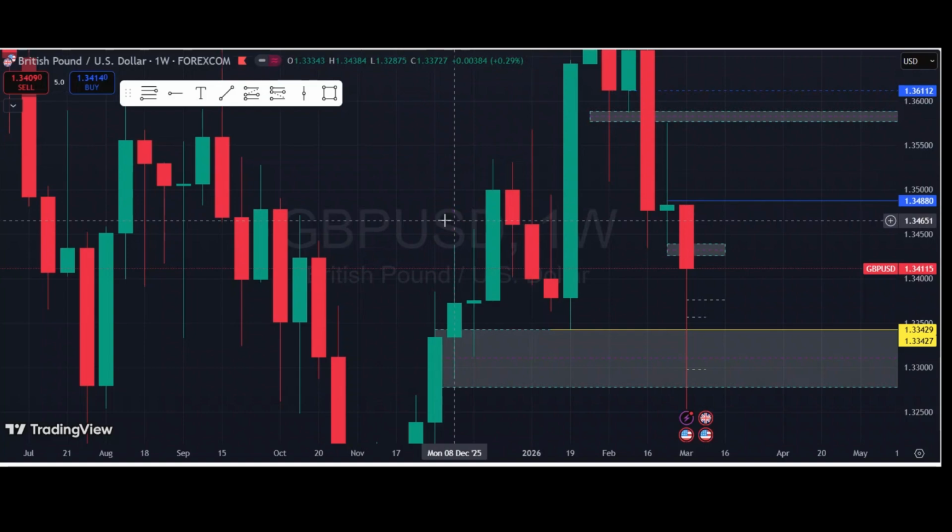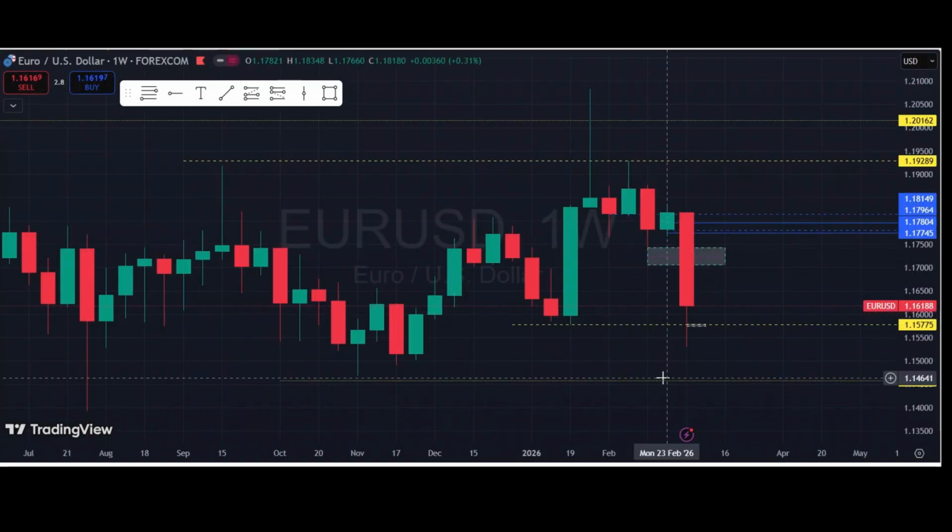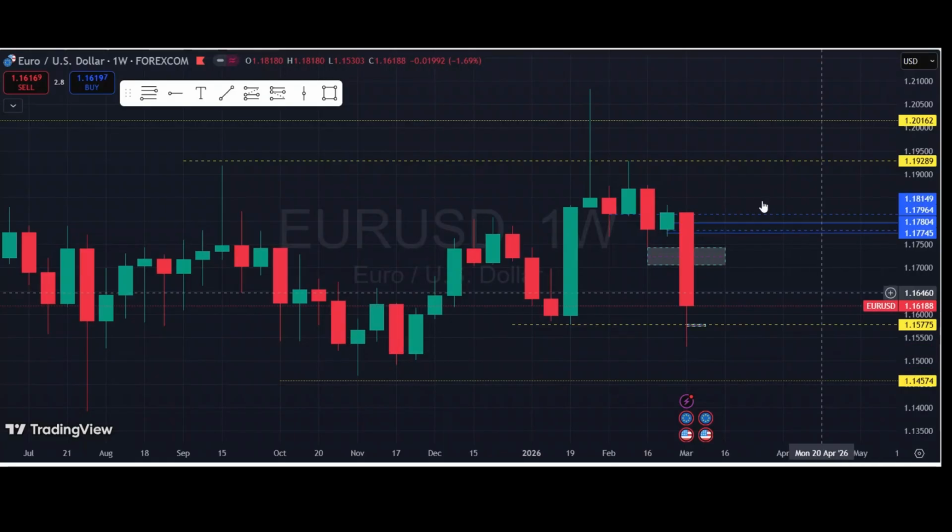The next on our list will be Euro USD. Still looking at dropping to Euro USD, looking also at the weekly range that we've mapped out. We're using the high 1.1928, as you can see, and the low, the 1.1577.